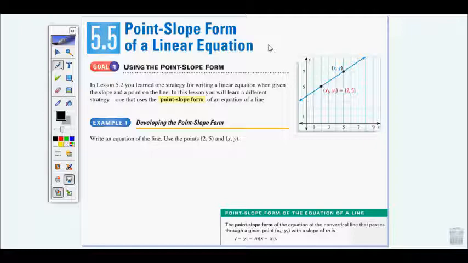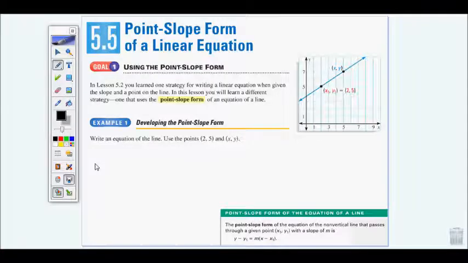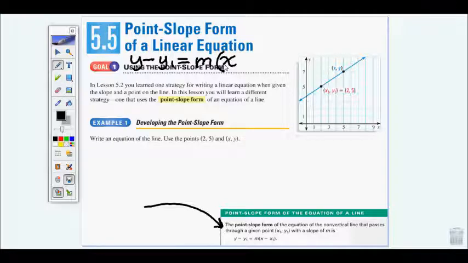Okay, now they tell me my formula. Here I have it, right down here. It's pretty small there, so I'm going to rewrite it for you. We're going to write y minus one of the y's equals m, and then it's going to be the quantity x minus one of the x's. That's point slope form.